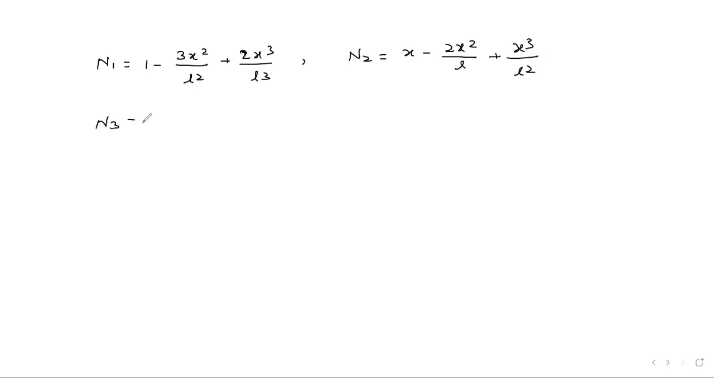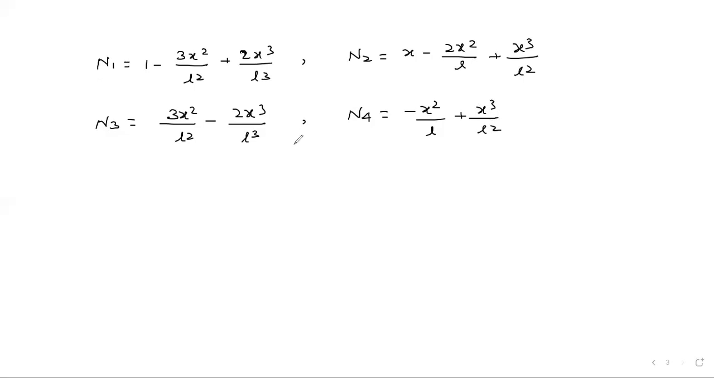N3 is 3x square upon L square minus 2x cube upon L cube, and N4 is minus x square upon L plus x cube upon L square. The shape function is very, very useful for finding these types of vertical displacements. You should remember these formulas, at least for the beam element and bar element. So we have the N1, N2, N3, and N4 values.